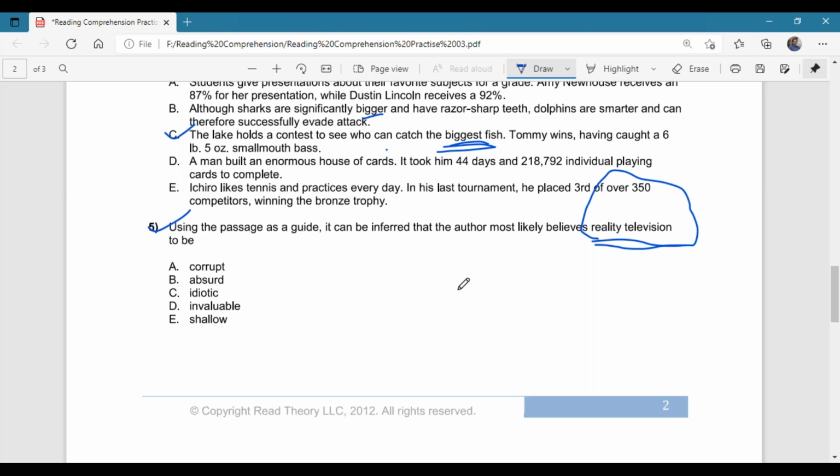Do you think it is corrupt or absurd or idiotic or invaluable or shallow? It is not corrupt, and it is not invaluable either. It is not even idiotic. Absurd means ridiculous, unreasonable, nothing as such, but it is shallow. Shallow means it is not wide enough. They are not providing wide enough tasks, much useful ones. Shallow, superficial, with little depth.